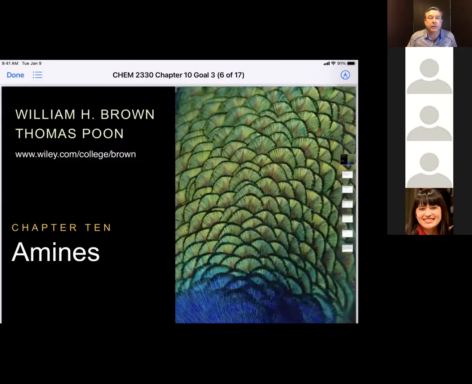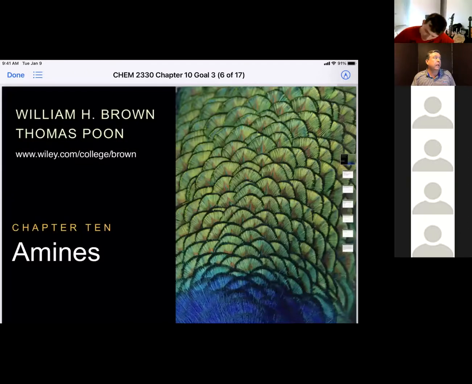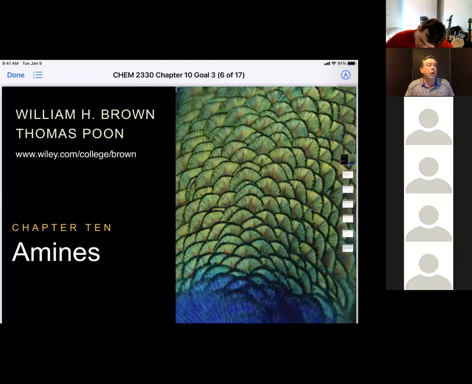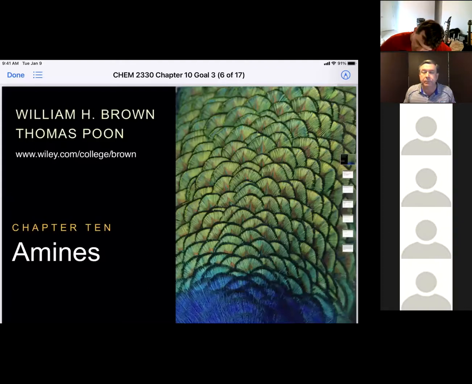Okay, so I'm going to go ahead and share my screen, and we're going to talk about the last thing in amines. When we were talking about amines, they are labeled a little bit differently. They're labeled by how many things are attached to it. So a secondary amine has 2 carbons attached to it. So that was a little different.